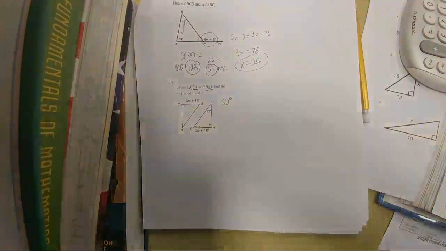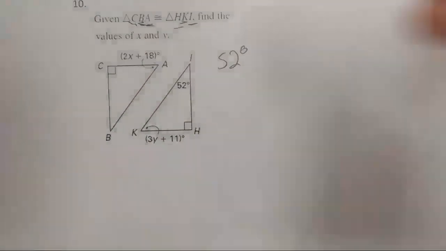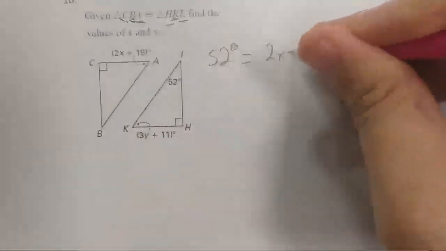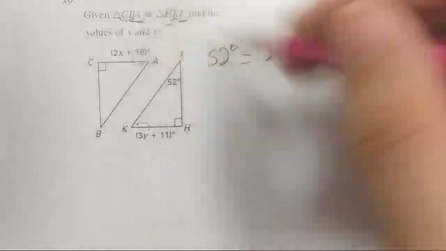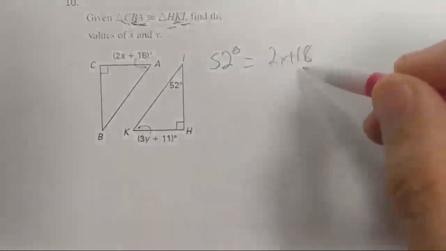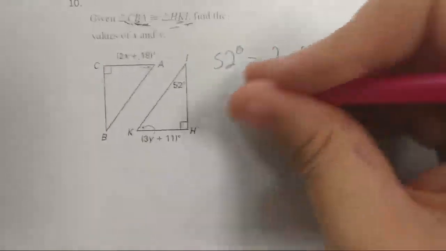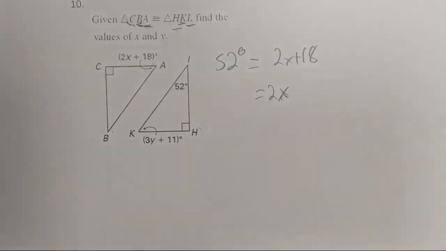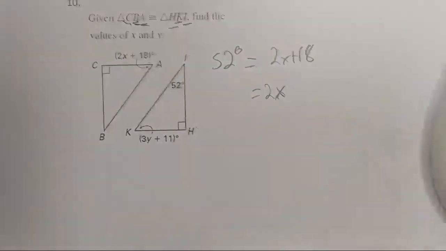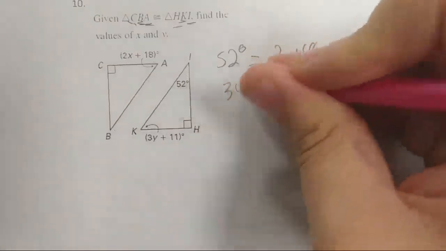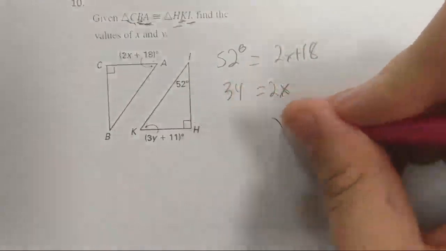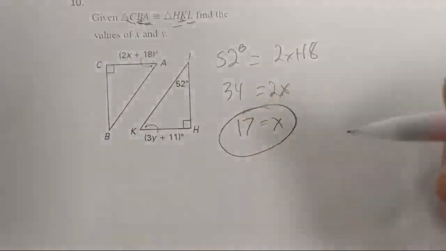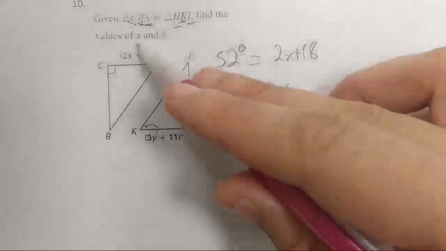And my camera freezes every time. So I'm going to do 52 degrees equals 2x plus 18, because these two angles are congruent. Congruent triangles have congruent angles. Subtract 18 on both sides, so you got 2x equals 52 minus 18 equals 34. Funny I have to use a calculator for that. Divided by 2 on both sides, x equals 17. Now, am I looking for x? Yeah, so I'm happy with that.